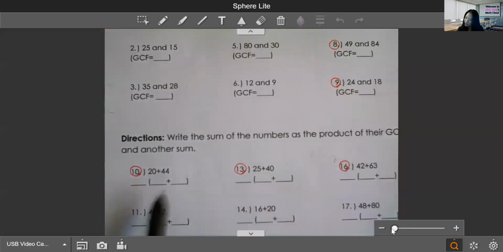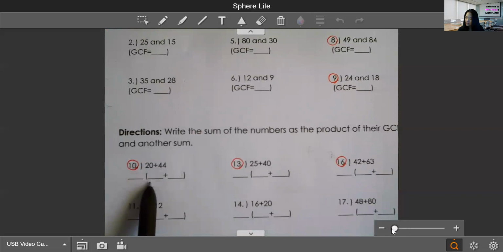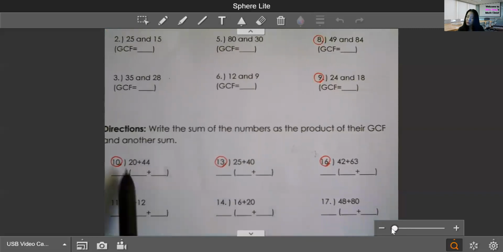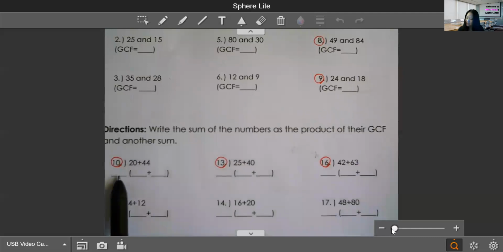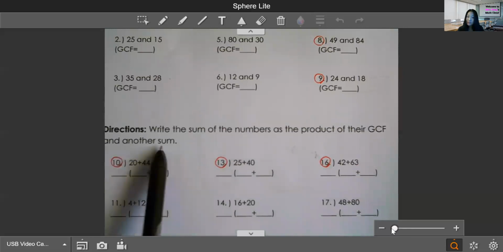And if you take a look at what your answer is supposed to look like, for every single problem, it has a number, parentheses, something plus, so a number plus another number, close the parentheses. Okay, that's the format of the answer. Basically, once you use the ladder method, you're going to be finding the greatest common factor, put that right outside of the parentheses, okay? And then inside the parentheses, you'll be writing another sum.